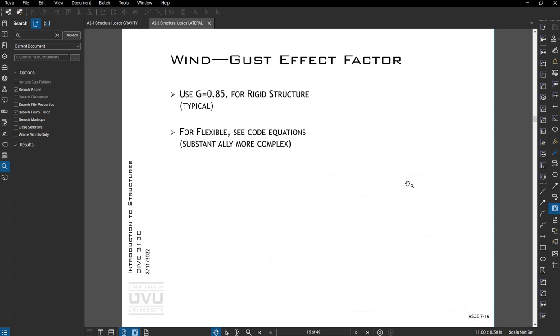Gust effect factor, typically 0.85. If it's flexible, it gets way complicated. I've never had the privilege of designing a flexible building and don't really anticipate it, but if you get into that, there are sometimes moments where you need more help, and maybe hiring in a wind expert is something worth doing on really big public view type projects.